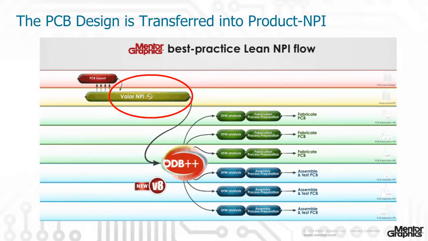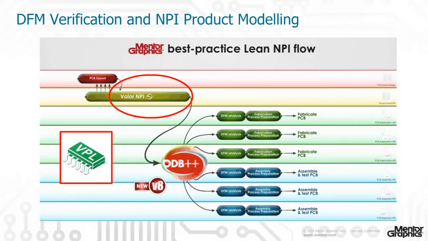Let's now look at the next stage in the Lean NPI flow, which uses the full scope of the DFM analysis and product modeling capabilities of Valor NPI in the hands of the NPI or manufacturing documentation engineer on the design side. Before handing off to the manufacturers, and to fully take advantage of the Lean NPI left shift opportunity, your product design should be fully DFM validated, including using the Valor Parts Library to verify that all component supply chain data in the bill of materials and approved vendors list is correct and compatible with the PCB layout.